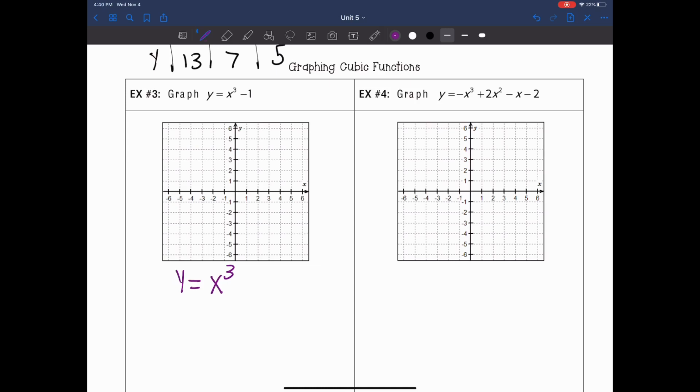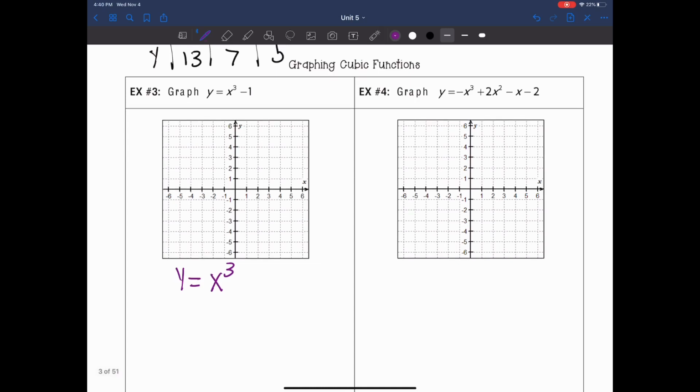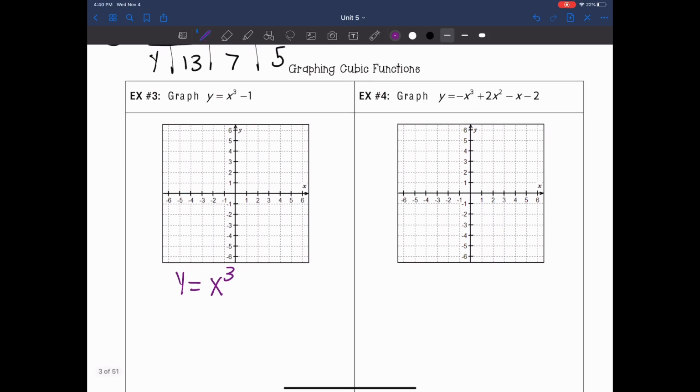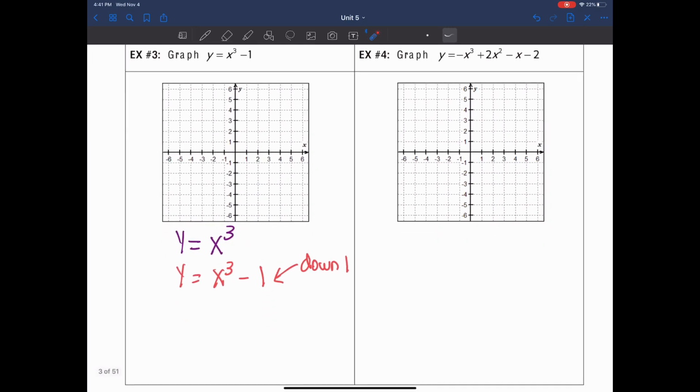And we also know that the general parent graph, y equals x cubed minus 1, is just going to essentially be shifted down 1 from the parent function. So I'm going to say, hey, that is shifted down 1 from the parent function because the -1 on the outside tells us we have a vertical shift. All right, let's go ahead and plot some points just so that we can get an idea of what's happening here. So I'm going to plot some points for y equals x cubed minus 1.